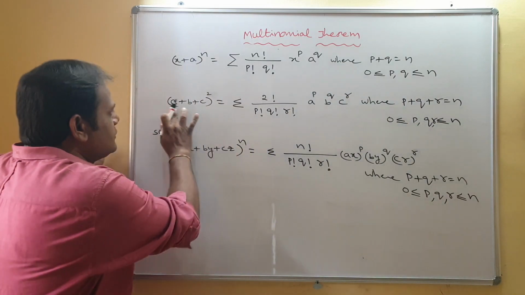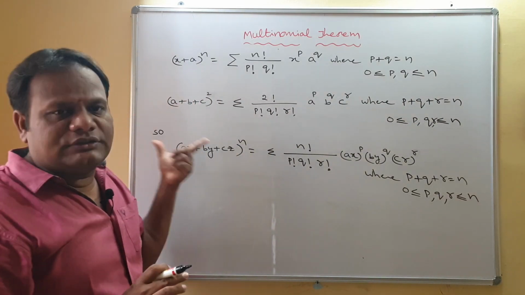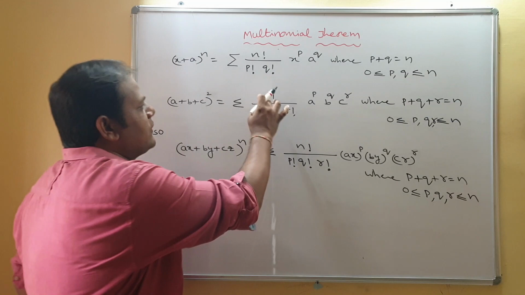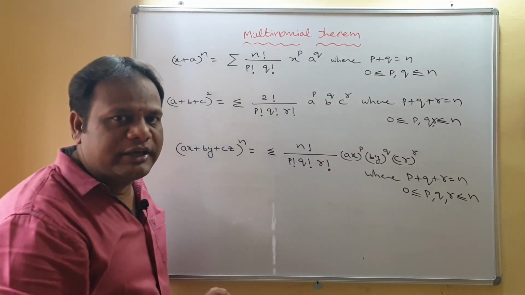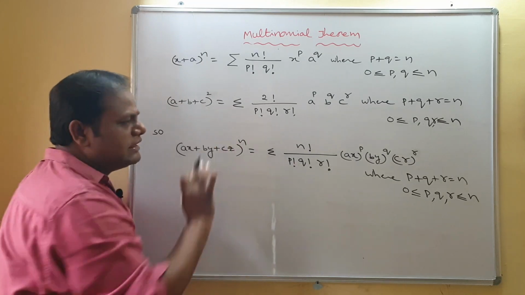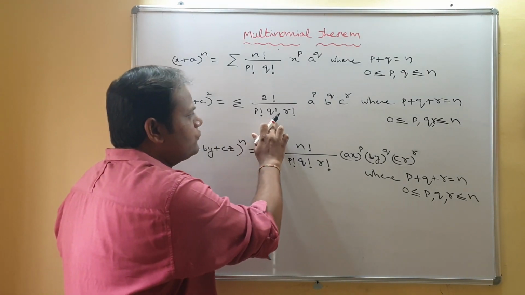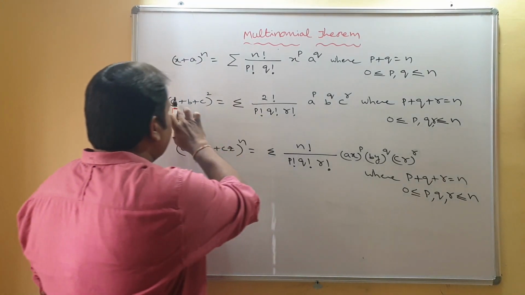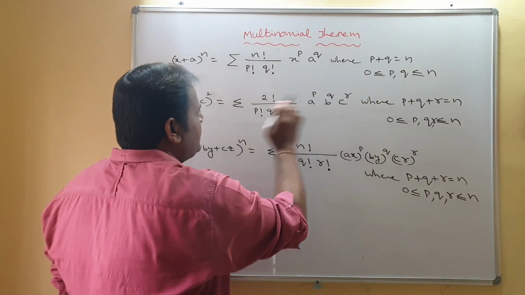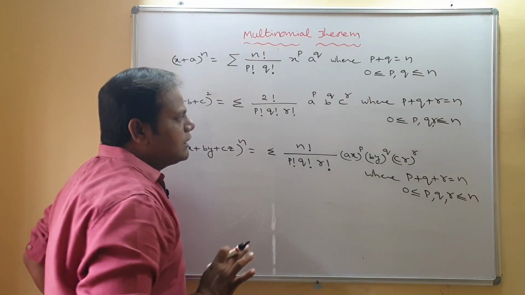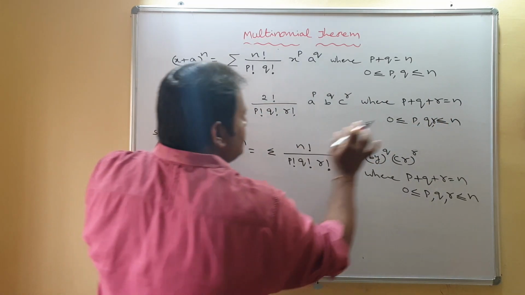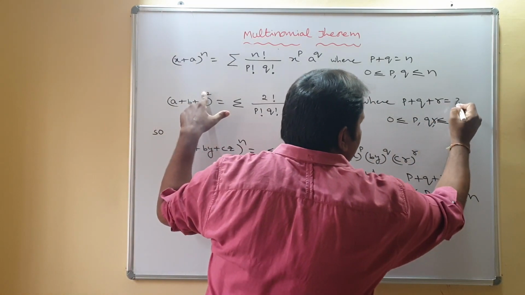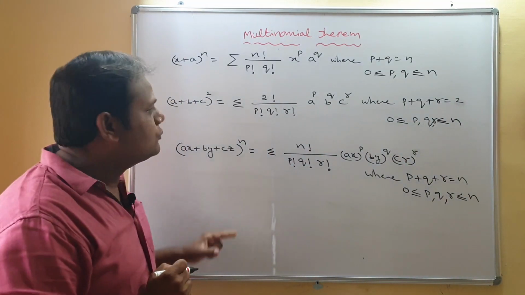Like that, we derived this A plus B plus C whole square. That is what we finally got here. In place of N we have 2. So 2 factorial by, how many terms are there? 3 terms are there. So P factorial, Q factorial, R factorial, and A power P, B power Q, C power R. Here also the sum of powers must be equal to N. Here what is N? That is 2. So P plus Q plus R must be equal to 2.